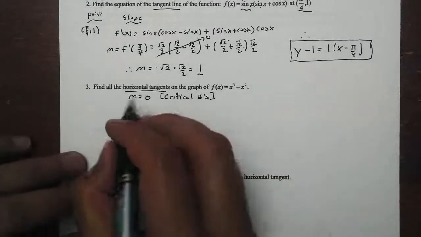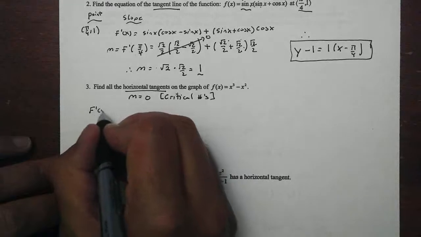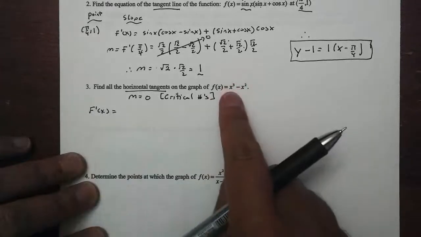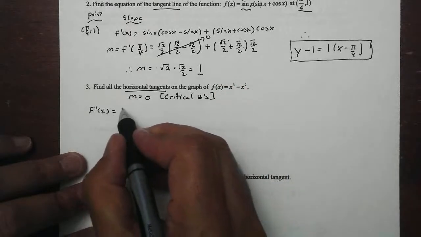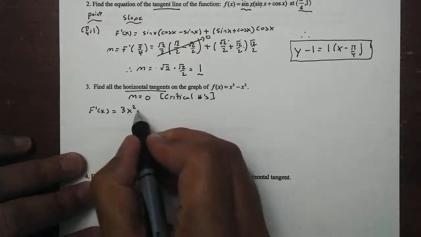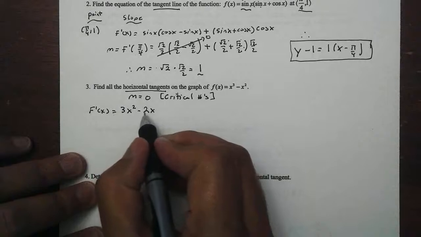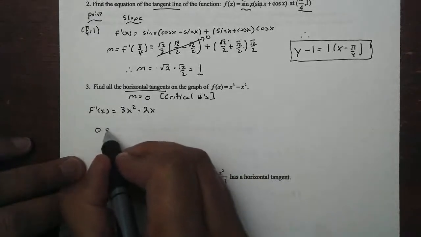So the first thing we're going to need, of course, is our derivative. Now, this is not a hard derivative. This is not our product rule or quotient rule. So this is just our basic power rule. We would get 3x squared minus 2x. And we set that derivative equal to 0.